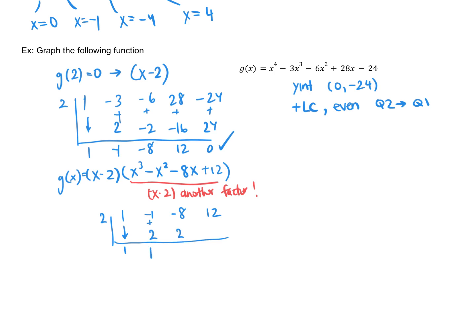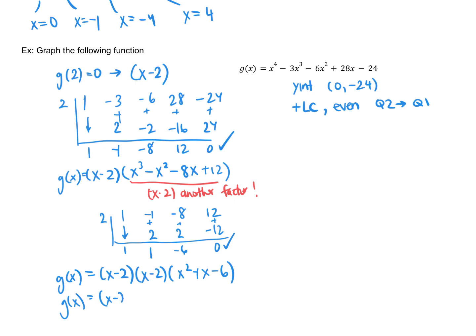2 times 1 is 2. Add them up, we get -6. -6 times 2 is -12. Add them up, we get 0. Very good. So that means we have g of x equals x minus 2 from the first time, x minus 2 from the second time, and now we're left with a quadratic, which we can do a quick crisscross or whatever factoring you want on, and let's see what we have.